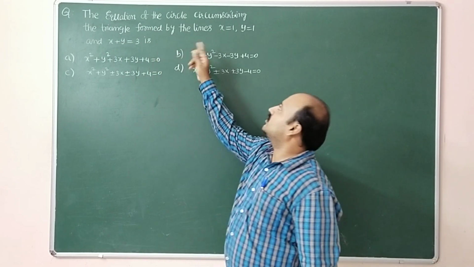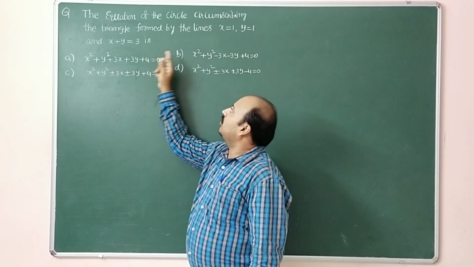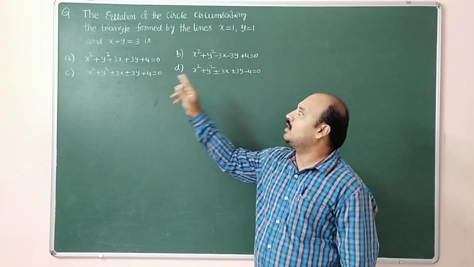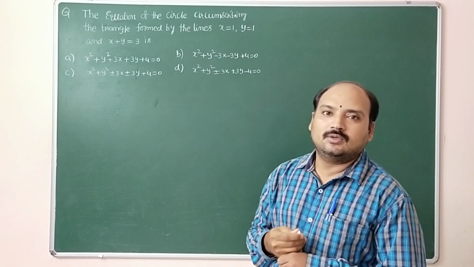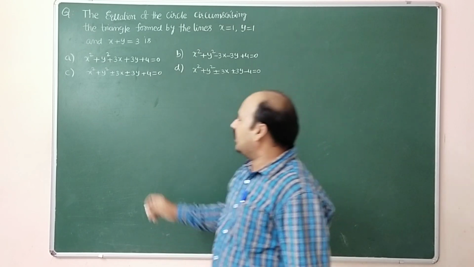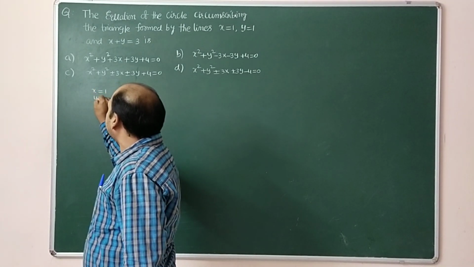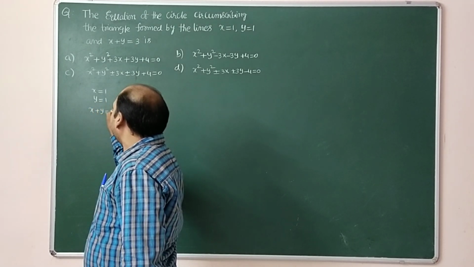The equation of the circle circumscribing the triangle formed by the lines x is equal to 1, y equal to 1 and x plus y equal to 3 is. So we know that x is equal to 1 and y is equal to 1. So what are the lines given? X is equal to 1, y is equal to 1 and x plus y is equal to 3.